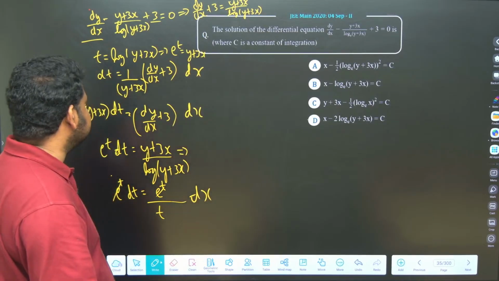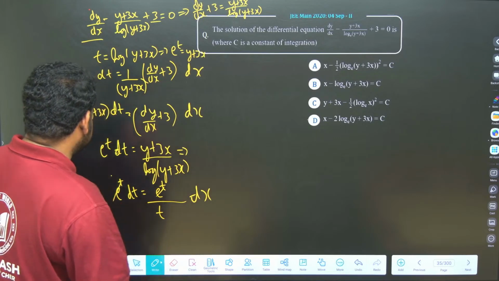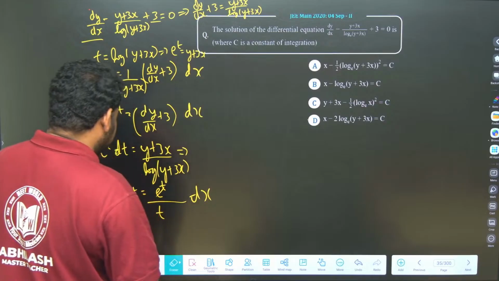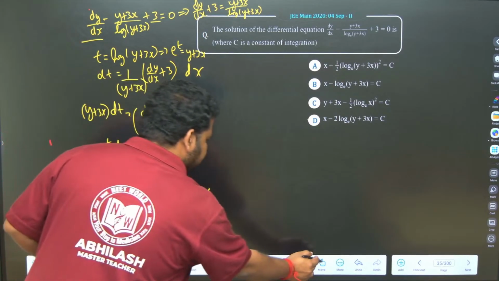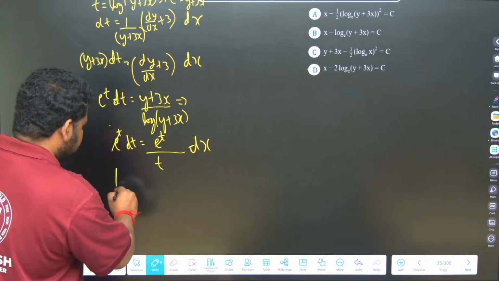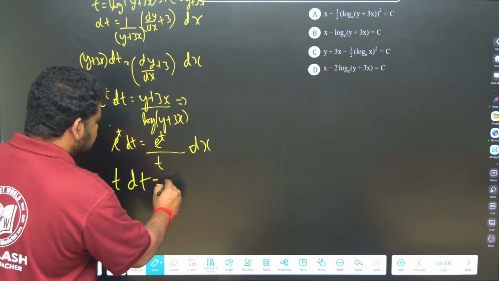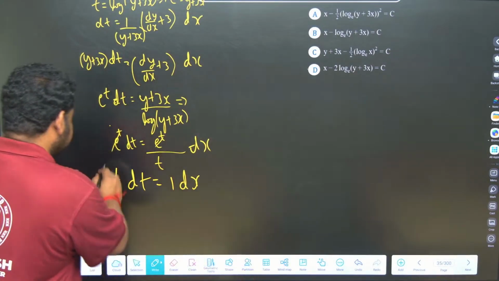Now what will happen? This 1 by t is there, e power t cancel. What can I do for this t? I can send this t to the RHS or LHS. So this will become, friends, if I send this t to LHS, t dt is equal to 1 dx. T dt is equal to 1 dx. So I have to integrate both sides.